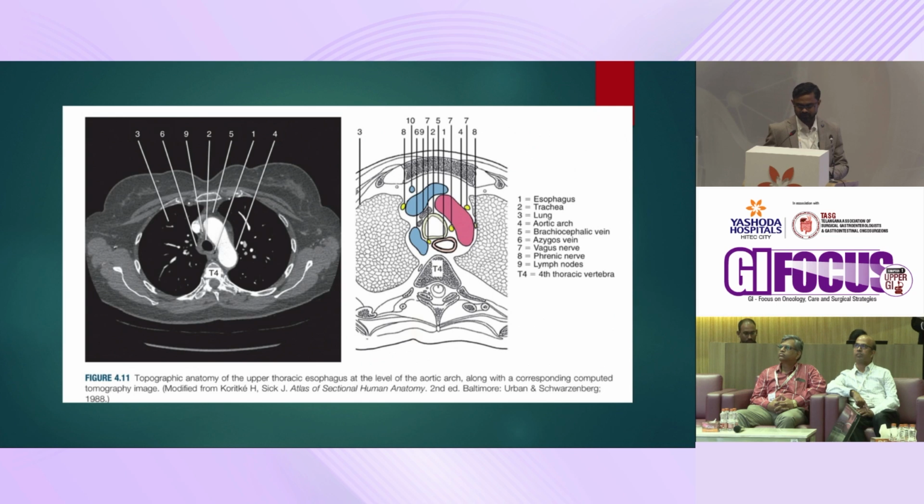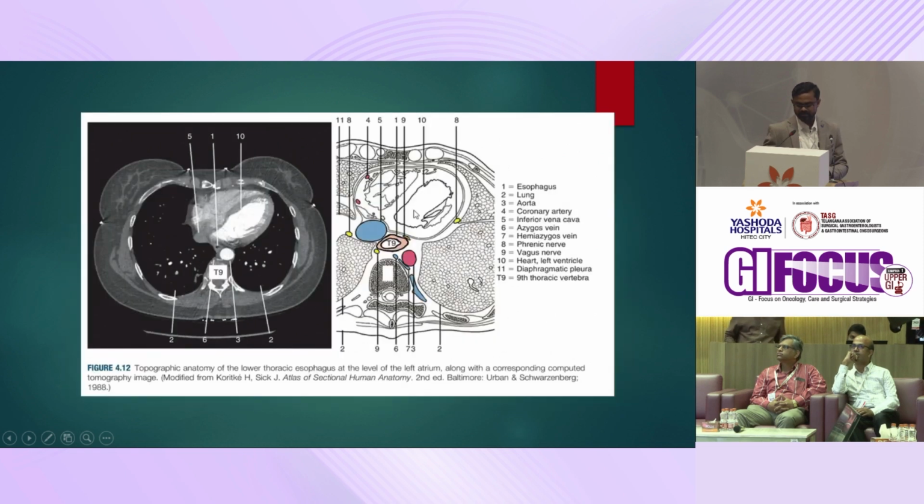This is the topographic anatomy, just describing the position of various structures in relation to the esophagus. This is the upper thoracic esophagus, and this is the lower thoracic esophagus, showing the position of various structures.